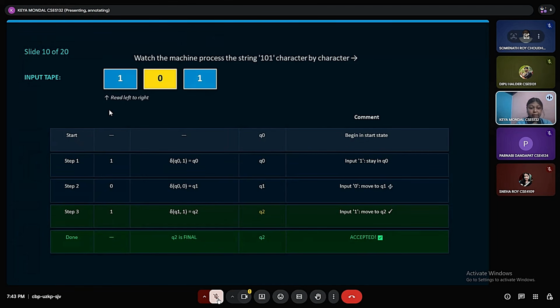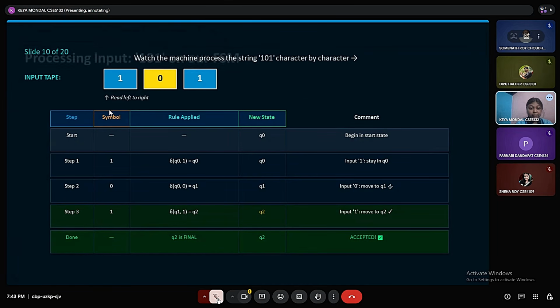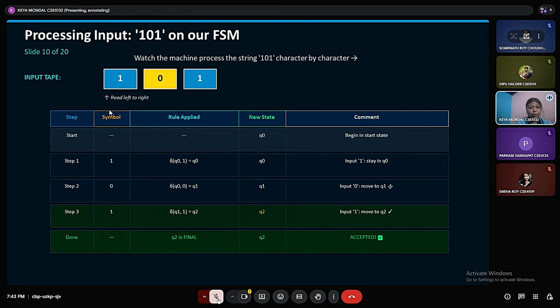This is slide number 10, processing input 101. q0 is the state where we begin. Step 1: in q0 with input 1, the new state stays in q0. Then q0 with input 0 moves to q1, and q1 with input 1 moves to q2, and then q2 is the final state, and it accepts the string.